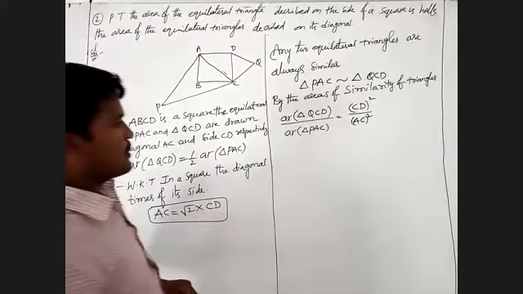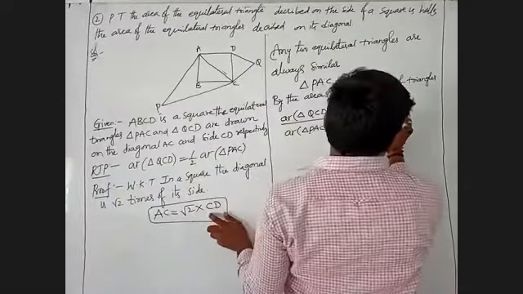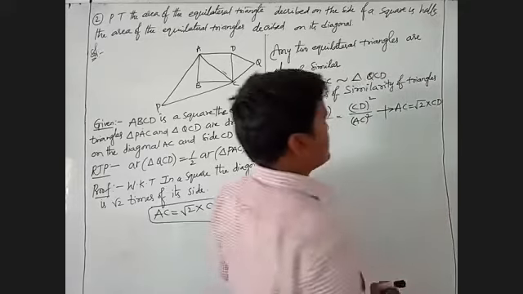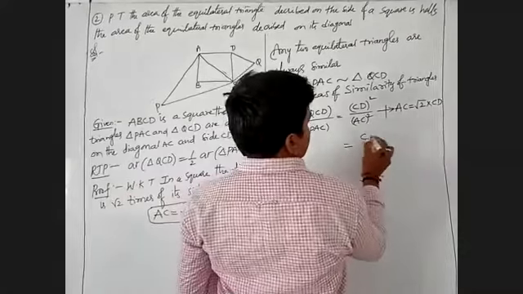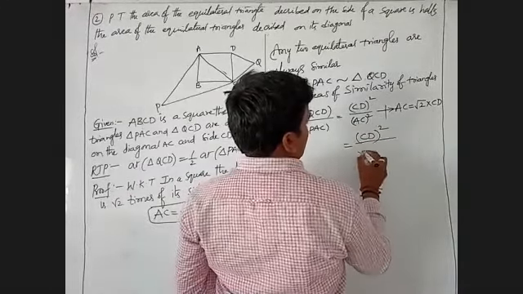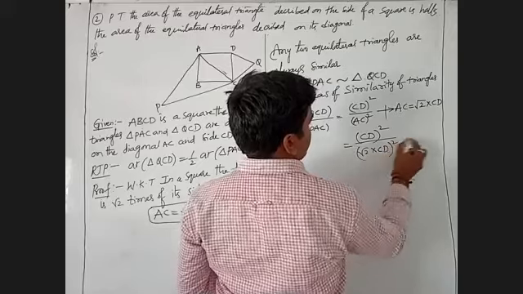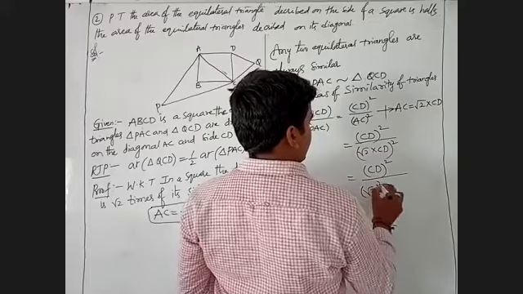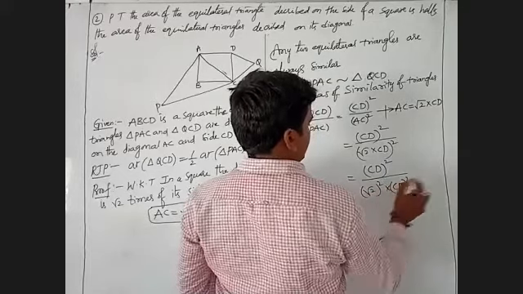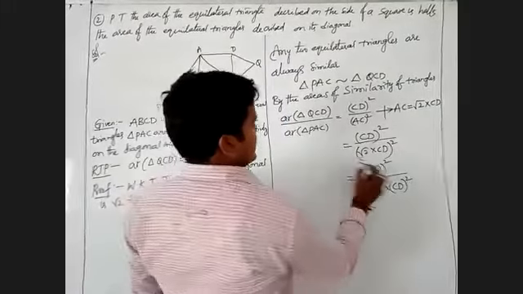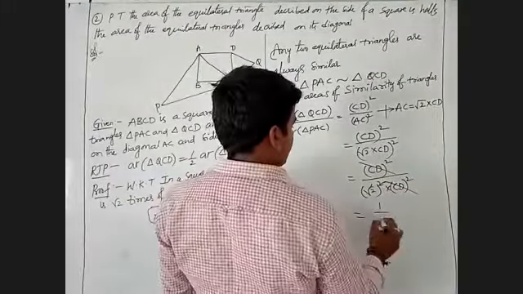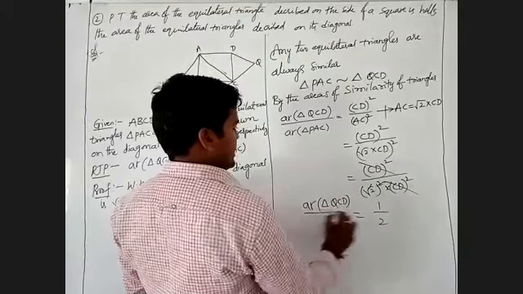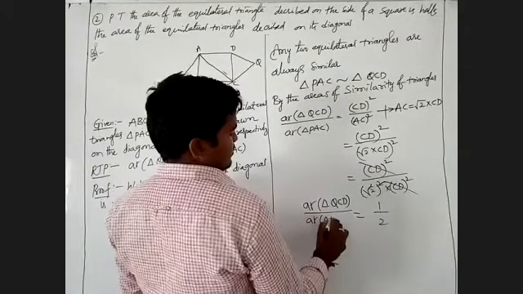By the above condition, AC is nothing but root 2 into CD. That means CD whole square by root 2 into CD whole square. That means CD whole square by root 2 whole square into CD square. Square and root will be cancelled. CD square and CD square will be cancelled. Remaining is 1 by 2. This is the value of area of triangle QCD by area of triangle PAC.